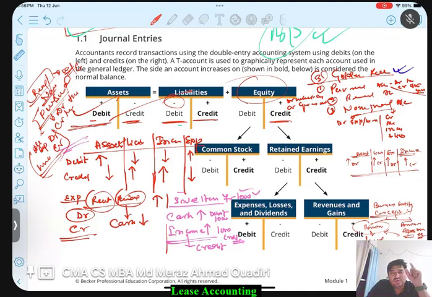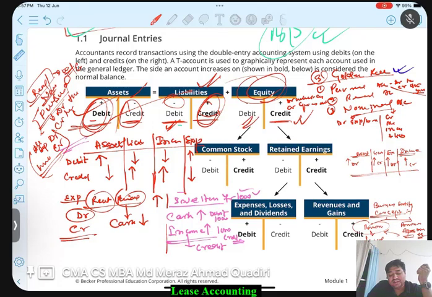So if you are able to understand the nature of expenses or nature of revenue, like if it is an asset, by debit it will increase and credit it will decrease, and the liability has the vice versa, credit it will increase and debit it will decrease, and the equity has the same impact, like credit is increase and debit is decrease.